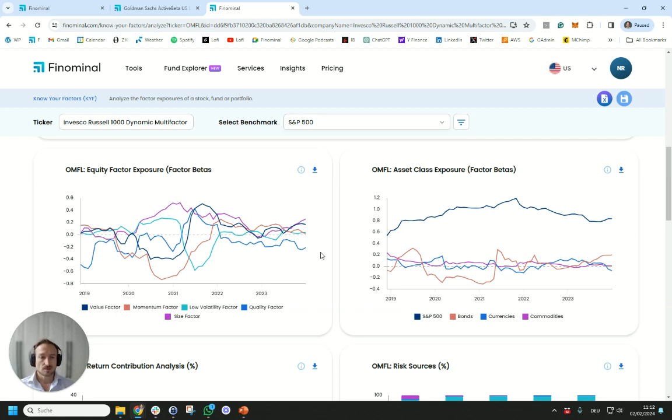So to summarize, the Goldman Sachs multi-factor ETF is cheap, which we like. 9 basis points makes it probably the lowest or one of the lowest multi-factor products. But unfortunately, it also comes with very little probability of generating outperformance, simply because the factor exposures are too low.